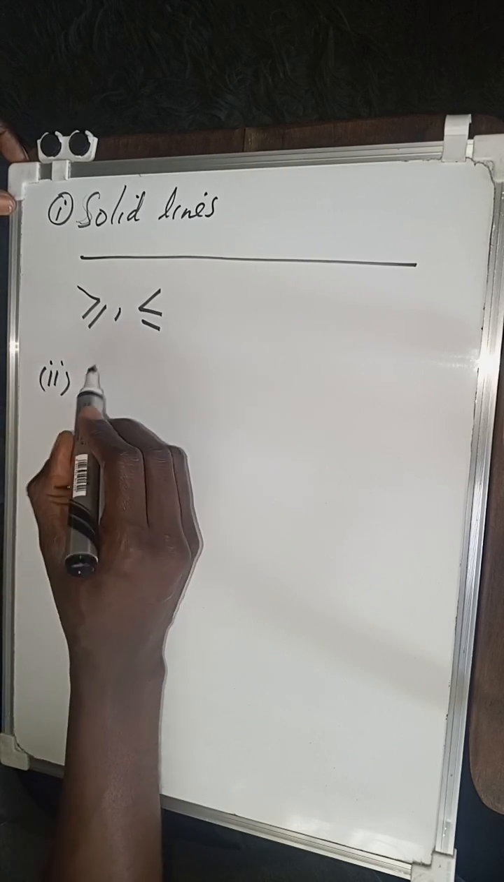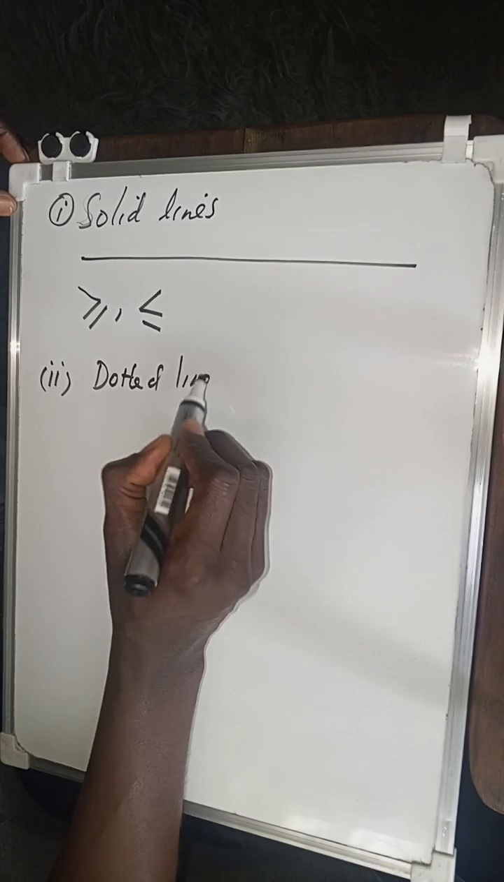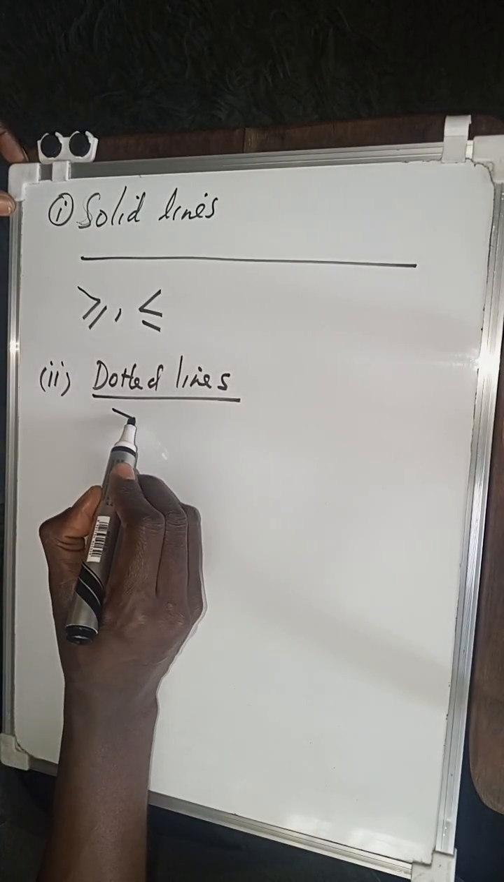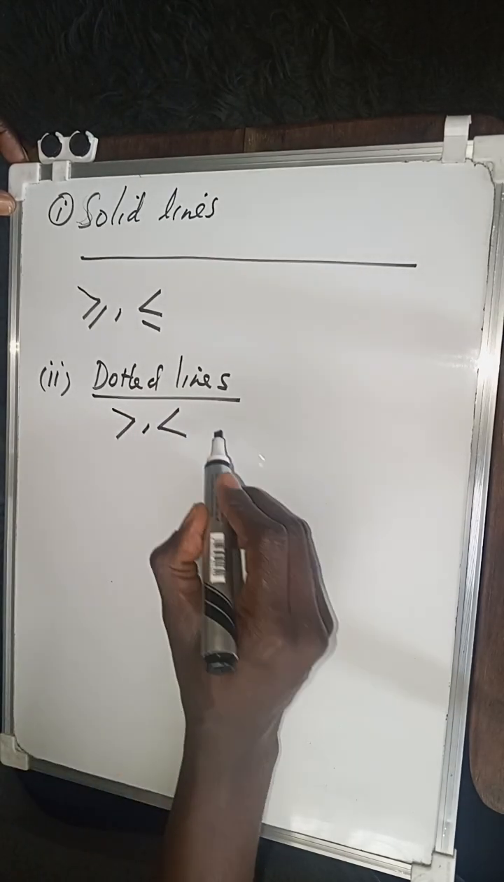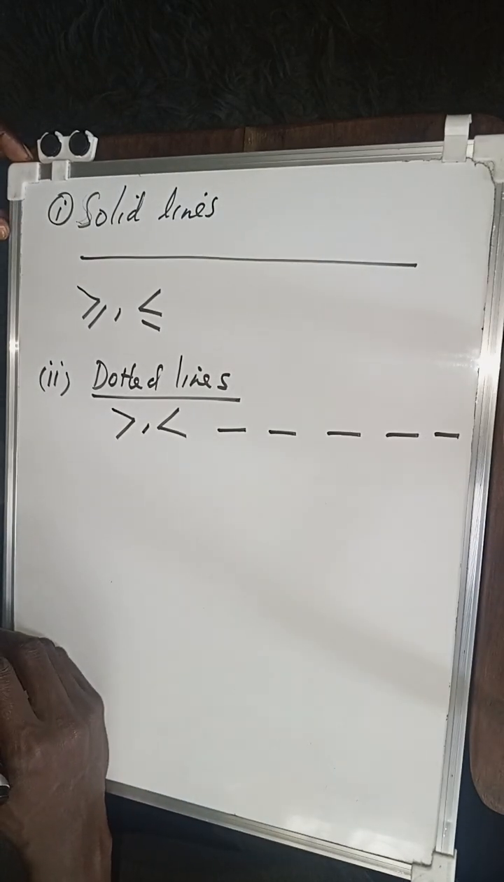Again, you may find what we call dotted lines. We can use dotted lines in case we are using inequality symbols such as greater than or just less than. Then it simply means that the line is going to be dotted.